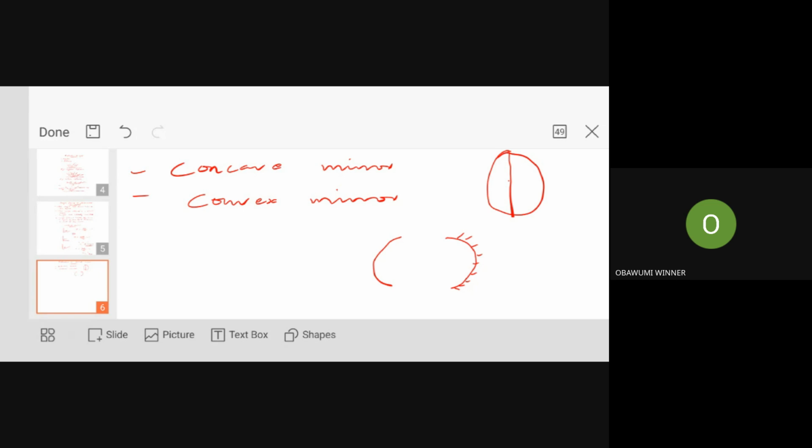But if I silver coat the inside like this, such that the reflecting surface is now the side protruding outward, what I have is called a convex mirror. Don't forget that. Now the question is, what then is a concave mirror? A concave mirror or a convex mirror?